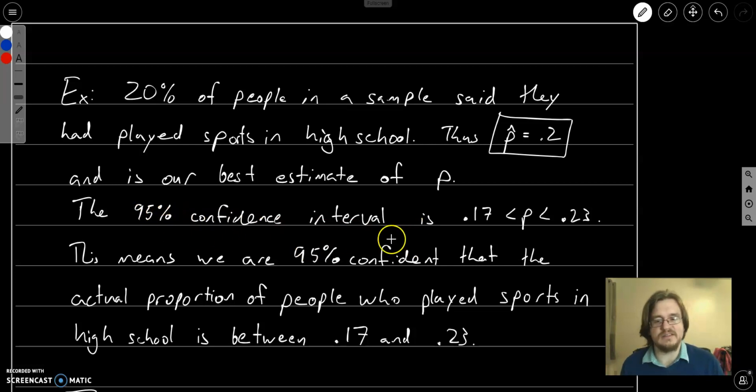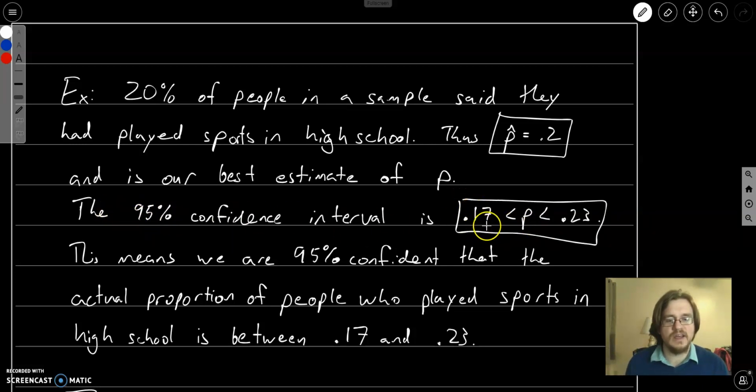So for instance, we could give a confidence interval that could look like this. And we could say our 95% confidence interval is that the actual proportion of the population is between 0.17 and 0.23, meaning between 17% and 23% of people played sports. We could be a little bit more confident in our answer here because there's a little bit of wiggle room. There's an extra margin of error that we could be off by, but our actual population parameter could be somewhere in that range.